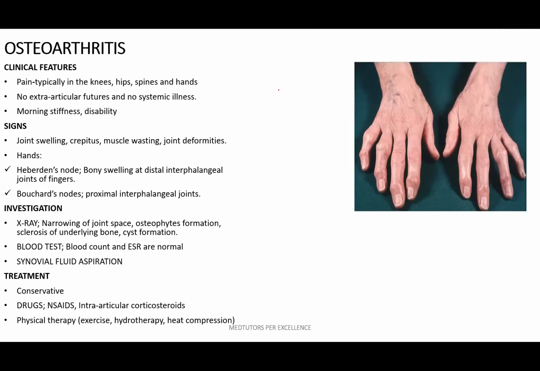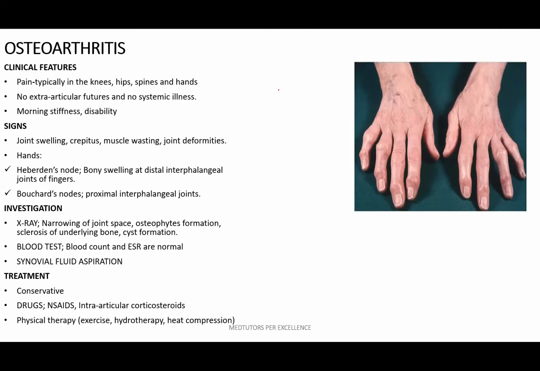So osteoarthritis presents with pain, typically in the knees, hip, spine, and hands. No extra-articular features and no systemic illness. This is a very important differentiating factor between osteoarthritis and rheumatoid arthritis. Don't forget, osteoarthritis is a degenerative disease. Rheumatoid arthritis is an autoimmune disease. Now, they have morning stiffness, okay?